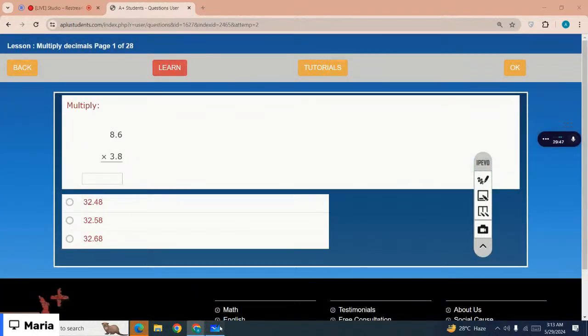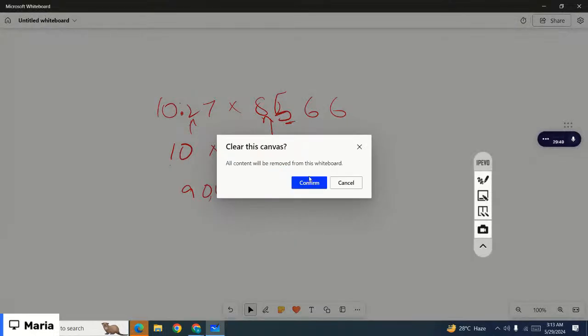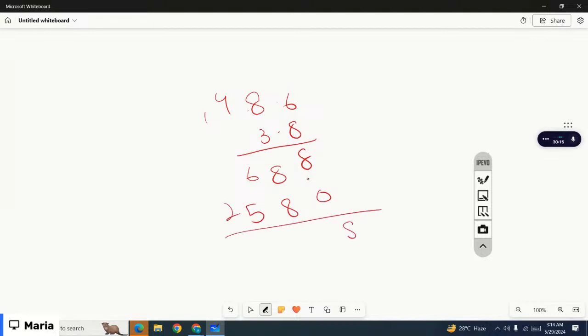8.6 times 3.8. Okay, let's just multiply without the decimal, right? As they are 86 and 38. 8 times 6 is 48, write 8 and carry 4. 8 times 8 is 64 and 4 is 68. Now let's multiply by 3. 3 times 6 is 18, write 8 and carry 1. 3 times 8 is 24 and 1 is 25. Now just add them: 8, 8, then 8 and 6 is 14, carry over, and so on.